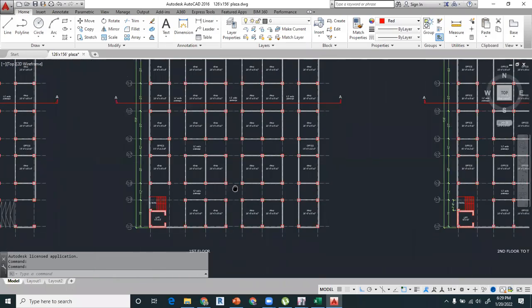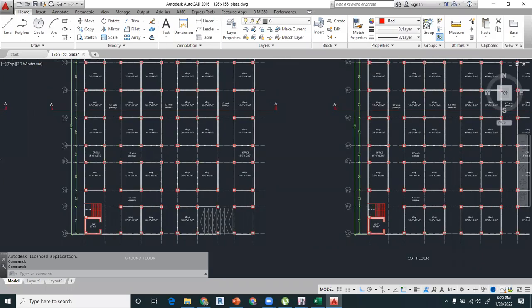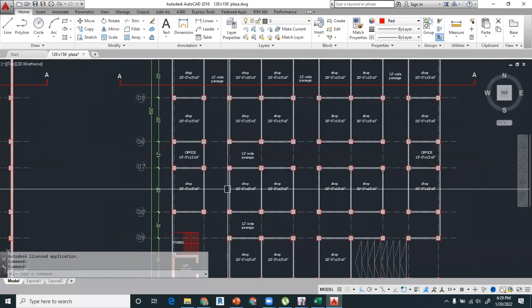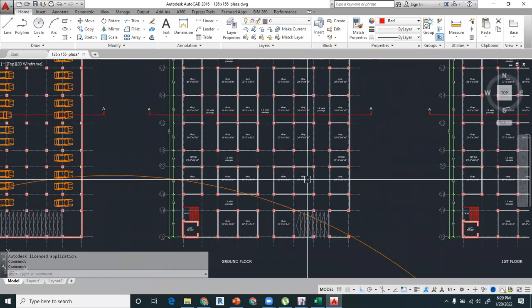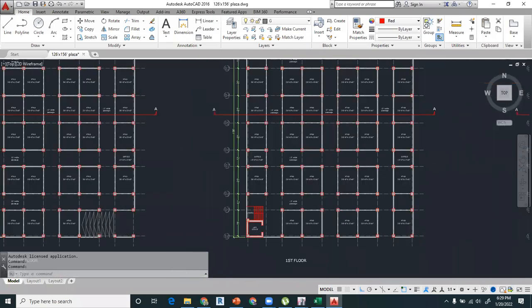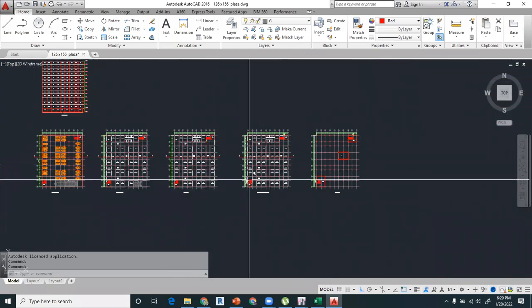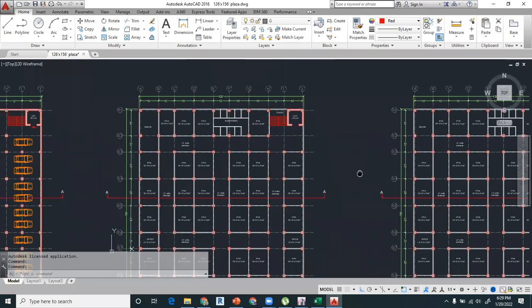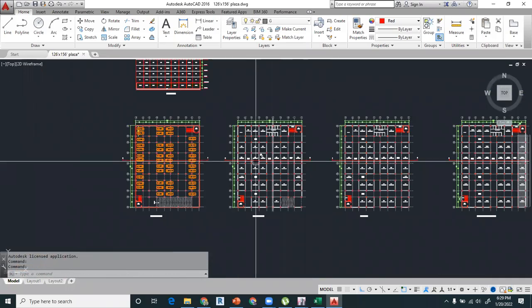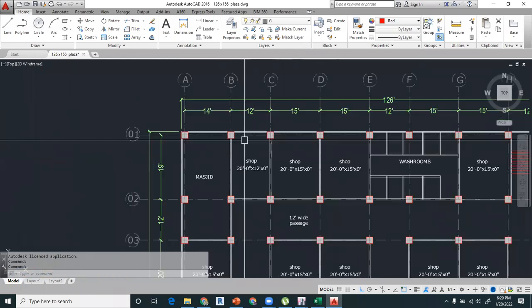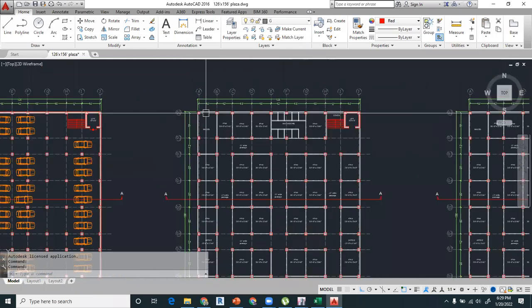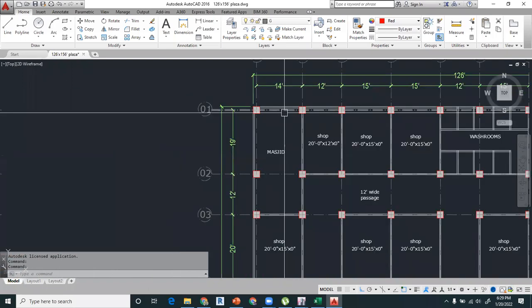So then you have to go towards the shops. So these are the shops. So it's not disturbing any shop. It is not disturbing any office. Like in here, different locations you have to check for your architecture. And then you have to arrange a meeting with the architect. So in our case, if you provide a shear wall in here, there is no disturbance in your architecture.